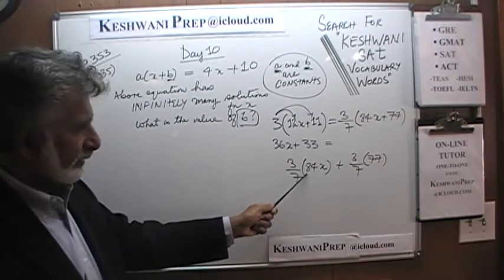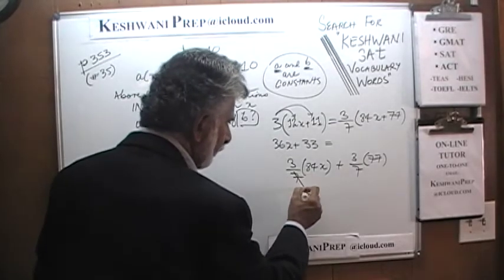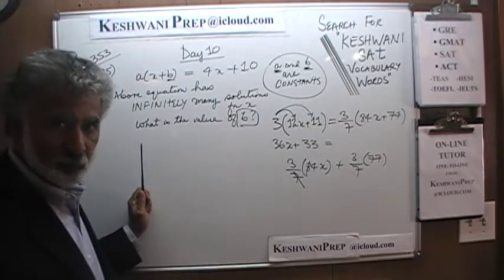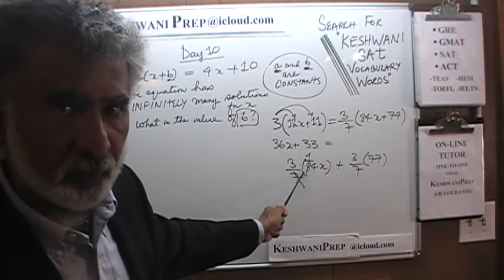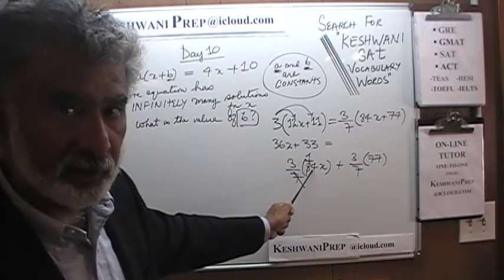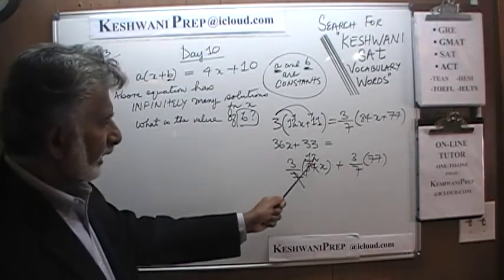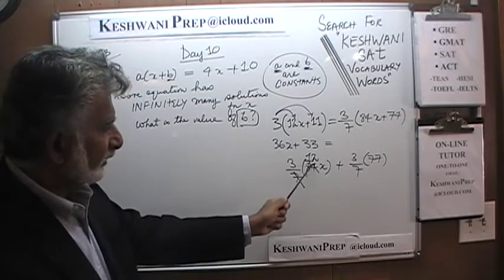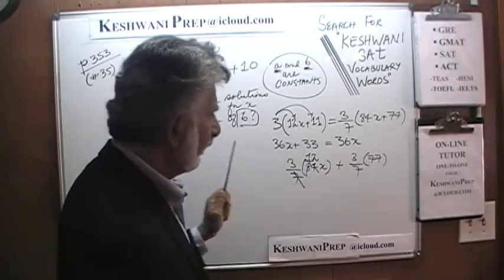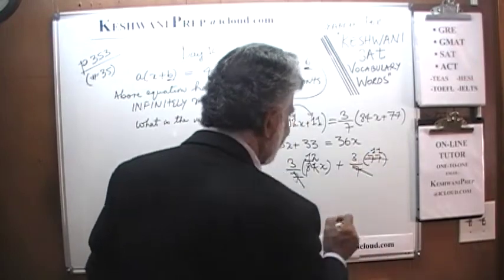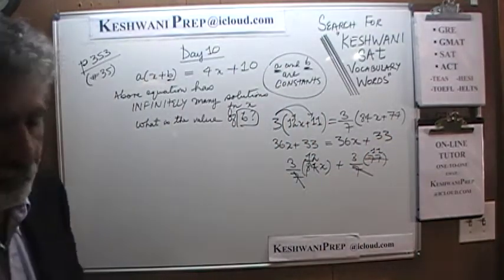Now you may not recognize it, but 84 is a multiple of 7. We'll see that in a second. If we divide top and bottom by 7, 7 will go away. How many 7s does 8 have? 8 has one 7. After we take away 7 from the 8, we have a remainder of 1. That 1 is going to go and join this 4 and become 14. And 14 has two 7s. Then we have 3 times 12, which is 36x. And here on this side, the constant part, 3/7 times 77, of course 7 will go into 77 11 times. And 3 times 11 is 33.